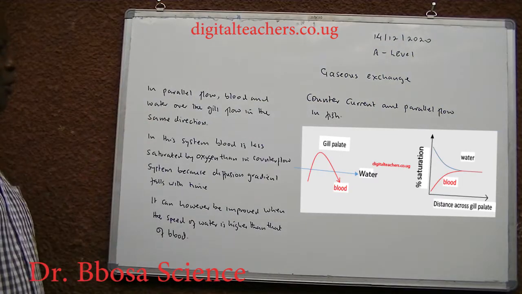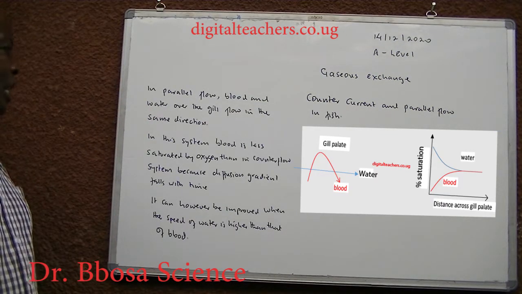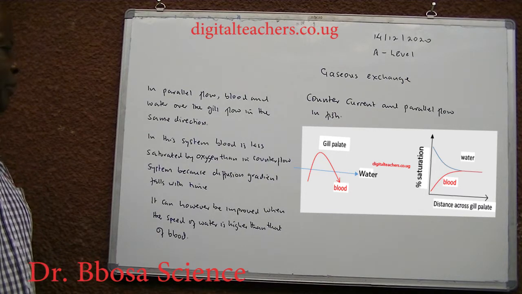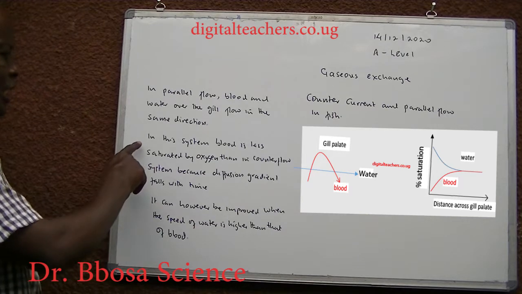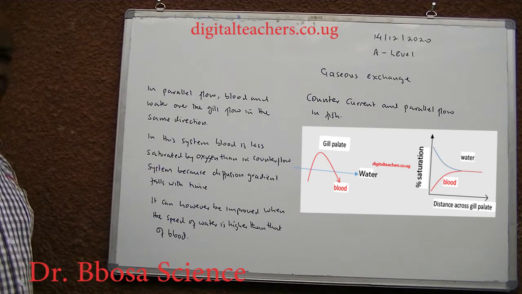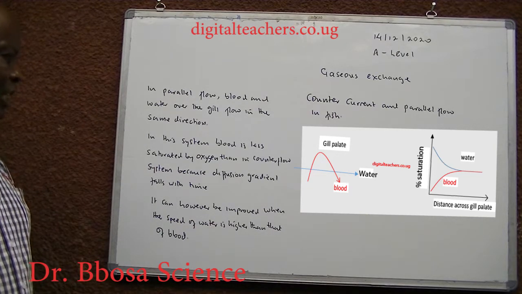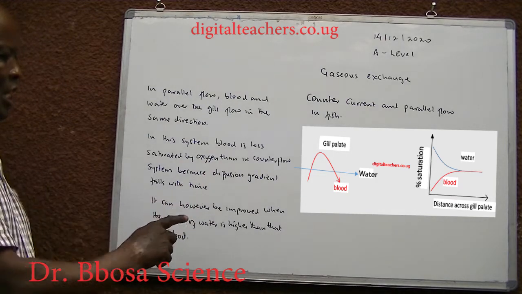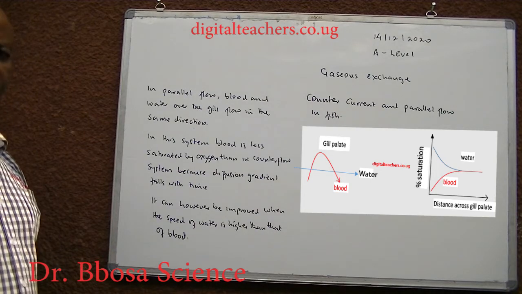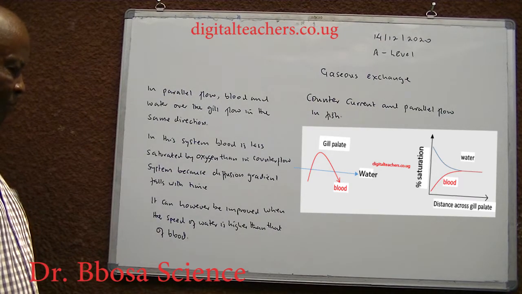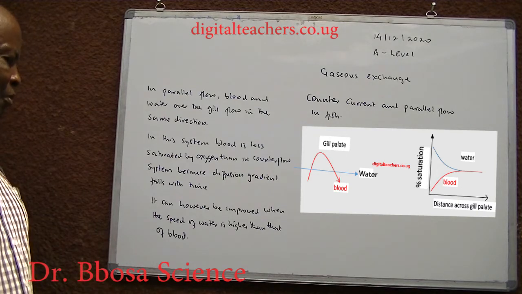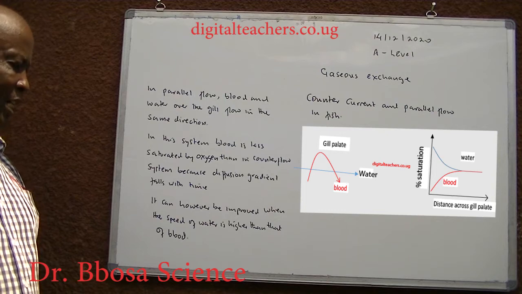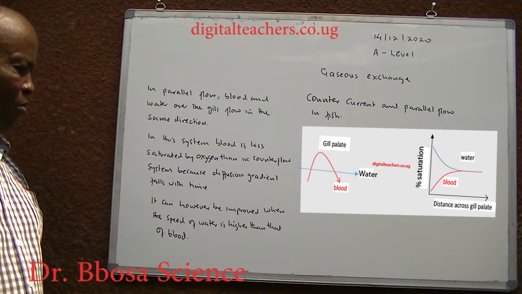In the parallel flow, blood and water over the gills flow in the same direction. In this system, blood is less saturated with oxygen than in a counterflow system because the diffusion gradient falls with time. It can, however, be improved when the speed of water is higher than that of blood.